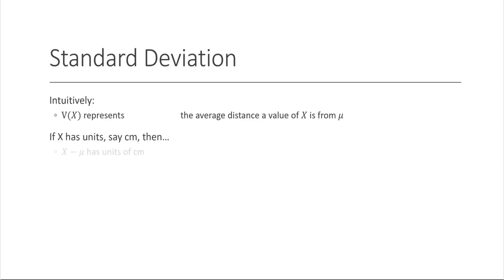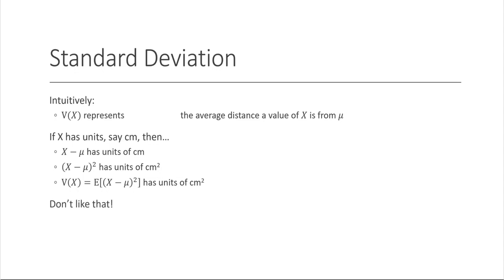Okay, I mentioned earlier that we also had something called the standard deviation. Now, intuitively, the variance represents the average distance of the value of x from mu. Now, if x has units, say it's measured in centimeters, then x minus mu also has units of centimeters, and so does x minus mu squared. And then x minus mu squared has units of centimeters squared. And so the variance of x also has units of centimeters squared. But if x is measured in centimeters, we want to understand how far you are from the average value, you want that distance to also be in centimeters. But we have this thing in centimeters squared.